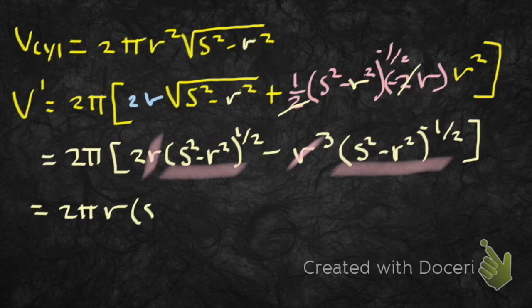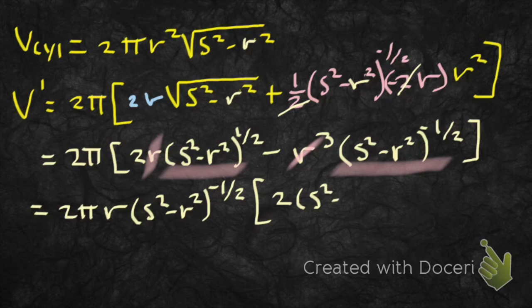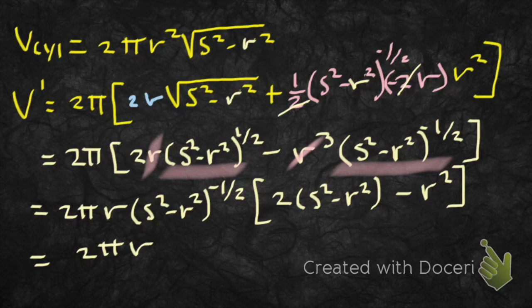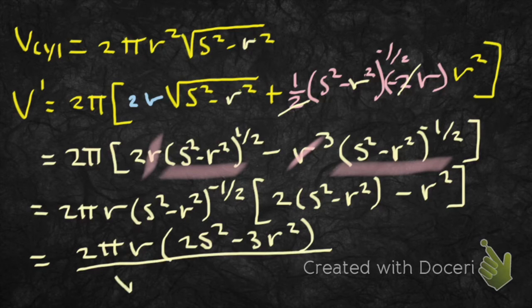So there's that r that came out. There's that s squared minus r squared to the 1/2 that came out. Then left over on the inside you have the leftovers, and that's 2 times s squared minus r to the 1 power. And then you have the r squared left over there. And we carry on, and we clean it up, and we drop that s squared minus r squared to the minus 1/2 down there to the denominator. So now that we have the proper derivative, that guy right there, what do we do?